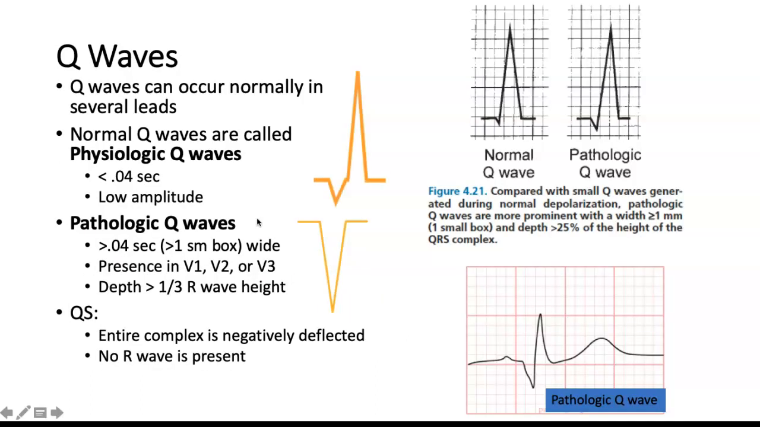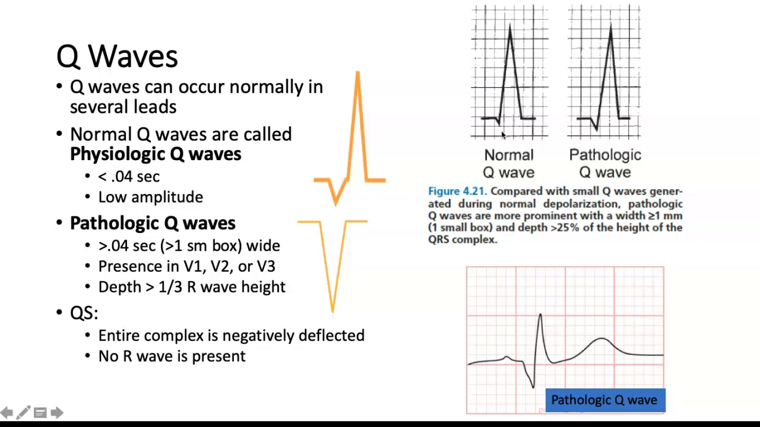Q waves. Q waves can occur normally in several leads. Normal Q waves are called physiologic Q waves. They are less than 0.04 seconds, so that means they are less than 1 box wide, and they are of low amplitude. Pathologic Q waves are greater than 0.04 seconds, so greater than 1 small box wide. You see them in leads V1, V2, and V3, and the depth of the Q wave is greater than 1/3 of the R wave height.